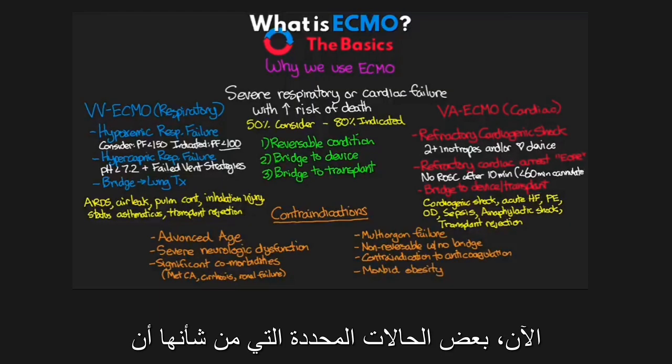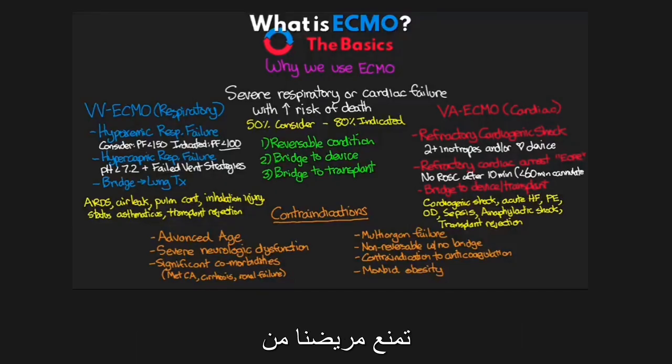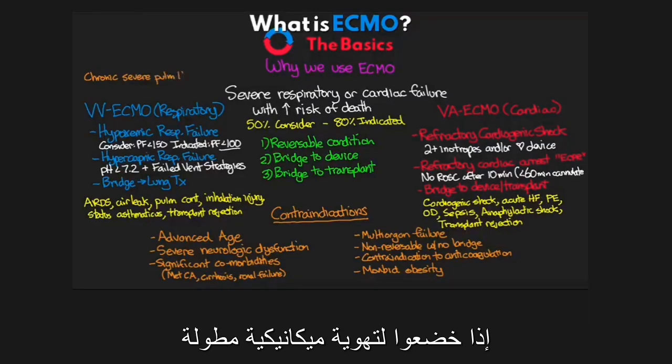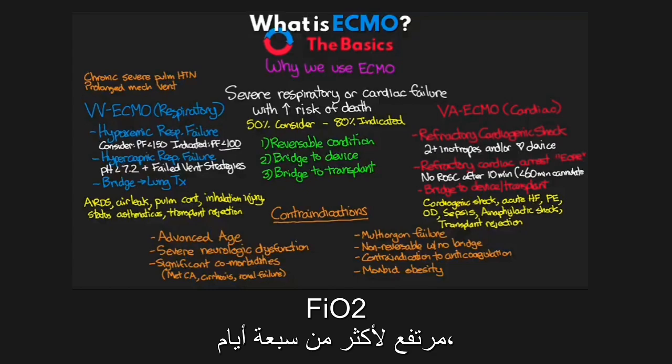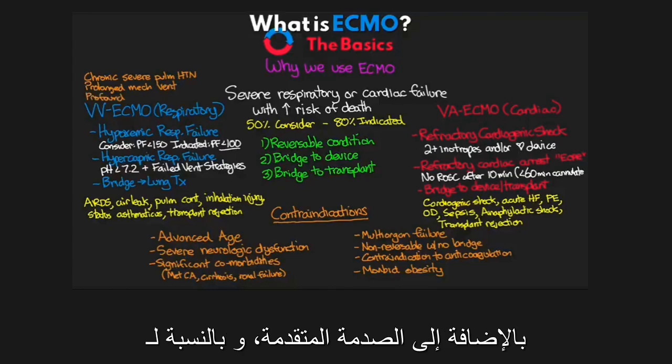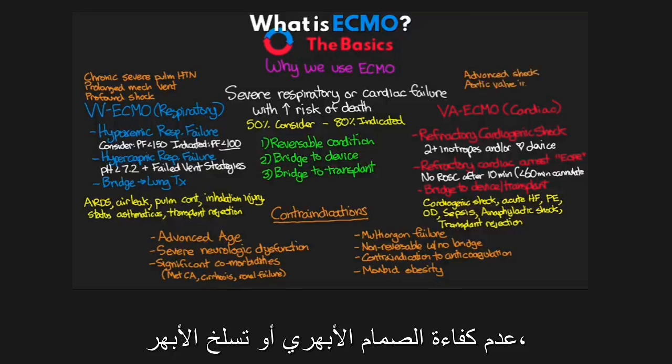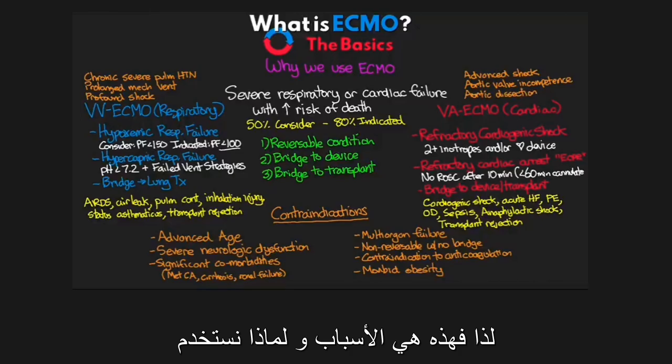Now, some specific conditions that would preclude our patient from getting VV ECMO would be things like chronic severe pulmonary hypertension, if they've had a prolonged mechanical ventilation with high pressure and high FiO2 for more than 7 days, as well as advanced shock. And for VA ECMO, it would again be things like advanced shock, aortic valve incompetence, or an aortic dissection. So those are the reasons and why we would be using ECMO.